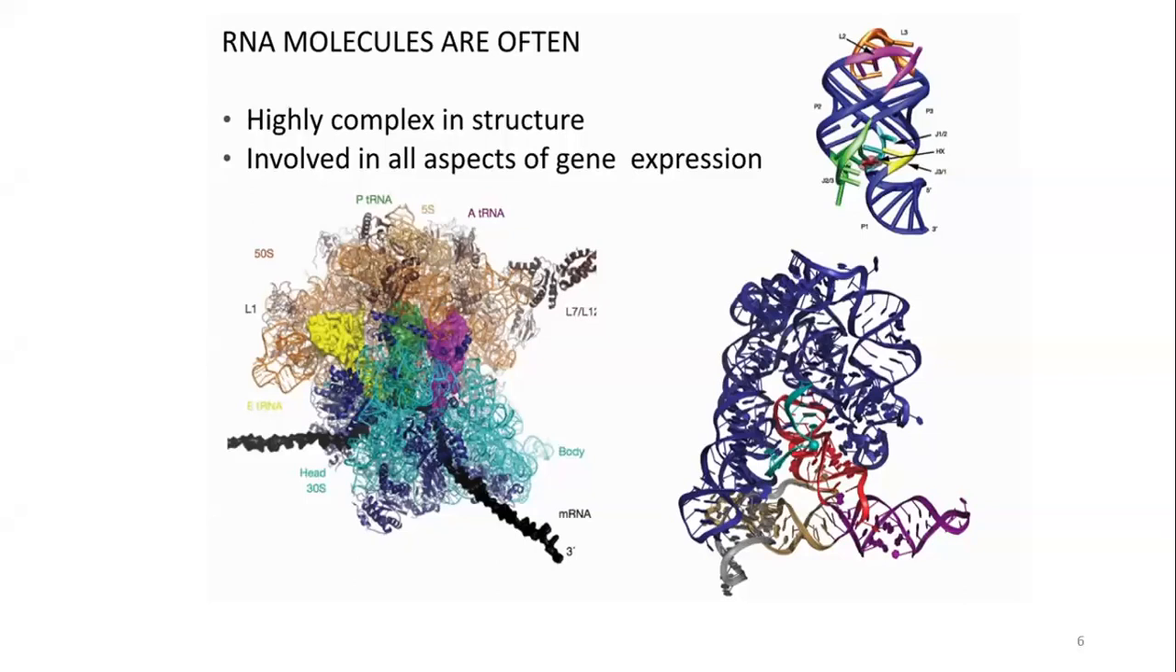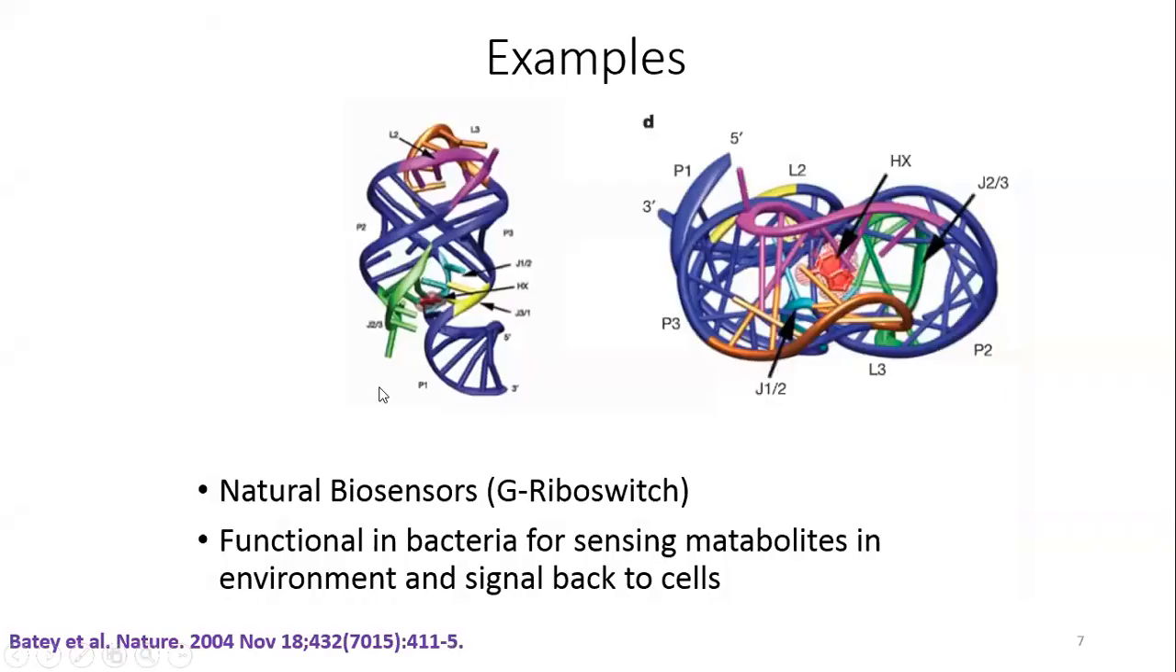So here is the structure of your ribosome. A few examples of its very intricate functionality: you can consider these riboswitches. These riboswitches are RNA molecules that act as natural biosensors.